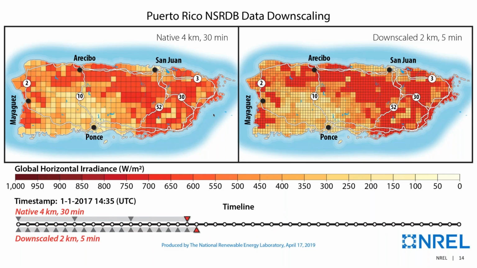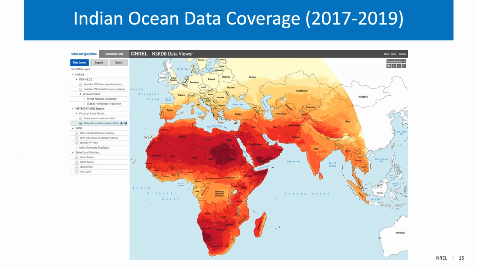Then finally, we also leverage our NSRDB. Like I said, we try to provide coverage, and there was funding from the international programs at DOE requesting us to generate data. So for the Meteosat Indian Ocean, we recently made this data available for 3 years from 2017 to 2019 using our PSM model, the physical solar model. For those who are interested in this region, please check it out.